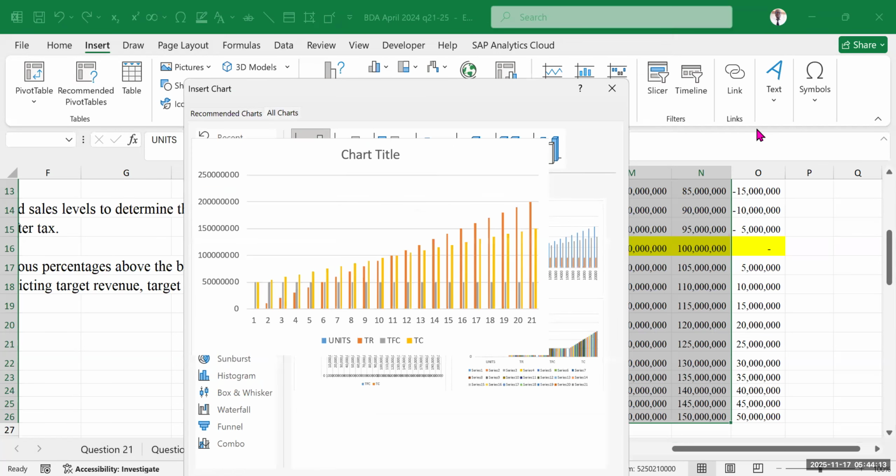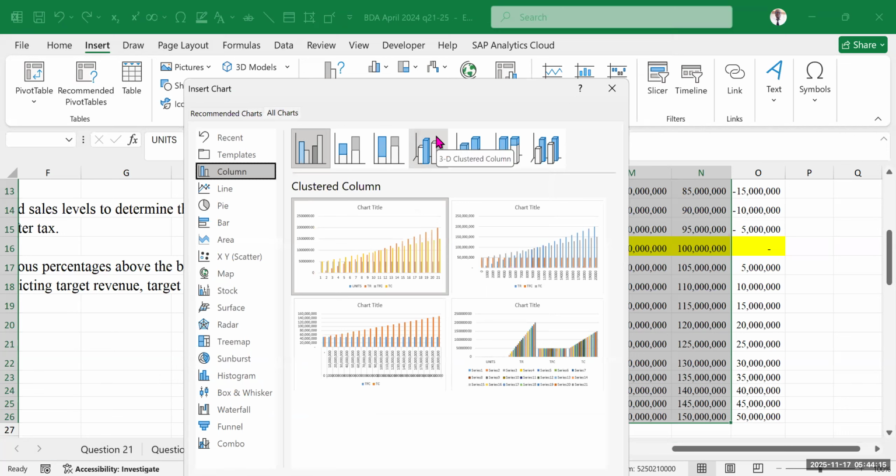My question is, I'm not getting any recommended charts in my Excel. That's why I'm saying you don't have to get recommended charts. Are you able to see all charts? I can see all charts. That's all you need. Because the recommended ones normally come from all the charts. Once you can see all charts here, then you're good.